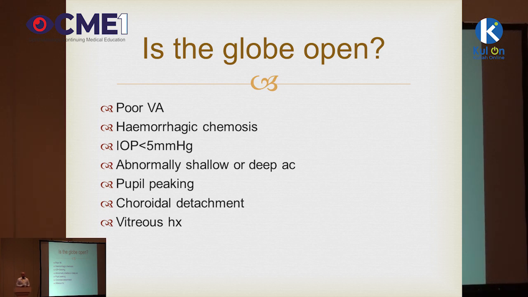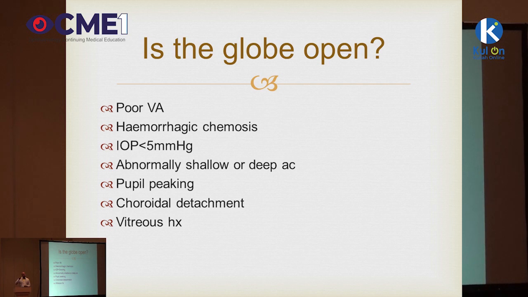So what are the signs that someone may have a ruptured globe or an open globe in addition to a penetrating injury? A visual acuity that's poor may suggest that there's something more going on other than just a corneal laceration. They may also have a vitreous hemorrhage, a choroidal hemorrhage, a choroidal detachment, a dislocated intraocular lens, a macular hemorrhage, and so forth.